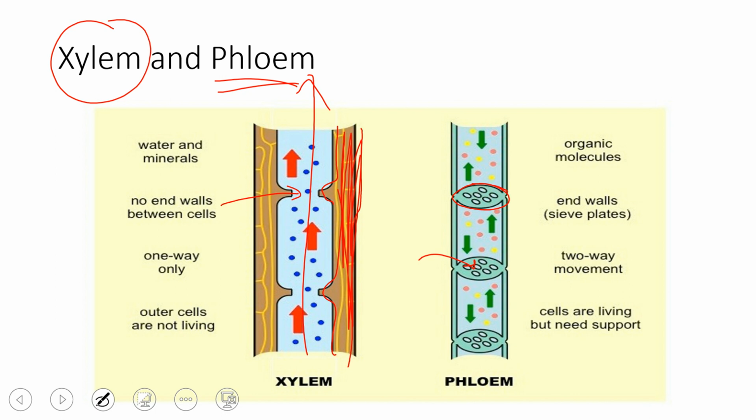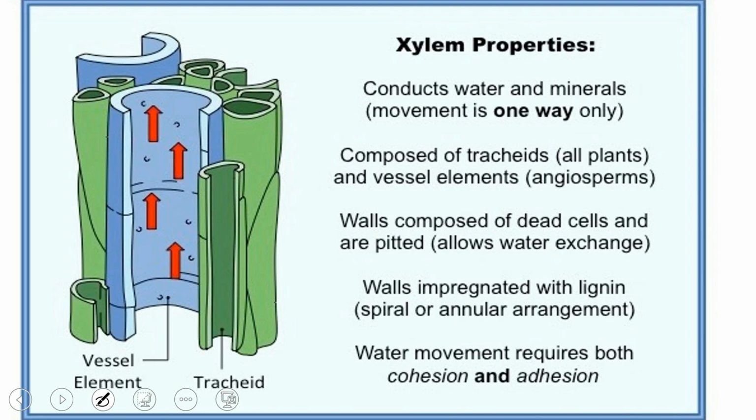Now the phloem cells are living cells, and this is a sieve tube cell. It's a living cell, but still it's empty, with no nucleus and no organelles in these cells. Now the question is, how do they get their nutrients if there are no organelles and no nucleus in them? Obviously, the answer is the companion cells. So let's talk more about the xylem cells first.